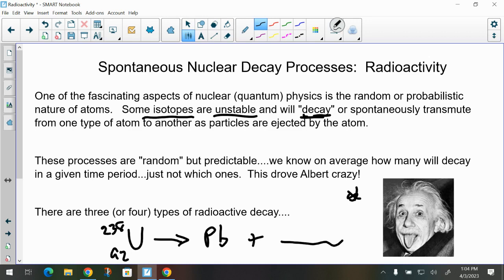The fact that every atom doesn't do the exact same thing the exact same way kind of drove Einstein crazy, and a lot of people crazy. It really shows you the quantum nature of matter, which we'll get into again in more detail. Now, there are 3 or 4 types of radioactive decay I'd like to talk about. And these are relatively simple. They're just vocabulary. You got to memorize what they mean.